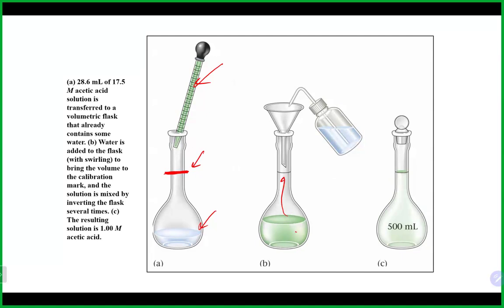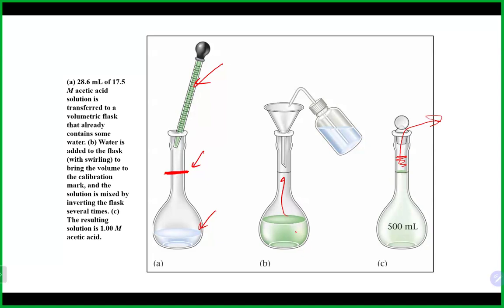This is also how you can make a solution by itself very accurately, by using a volumetric flask. If you had a solid, you put in a little bit of water, put in a little bit of solid, get the solid to dissolve, and then fill it up to the line here. By the way, if you were doing this and you went above the line, can you just pour out the excess?